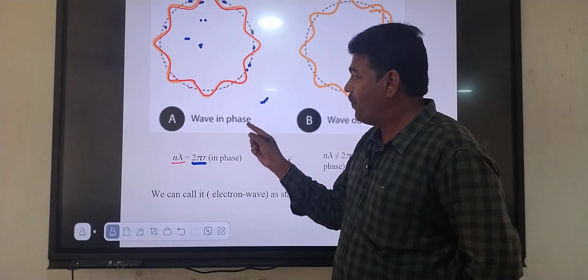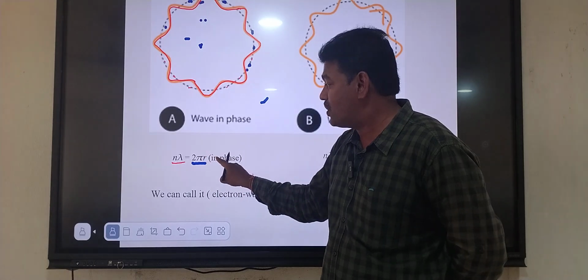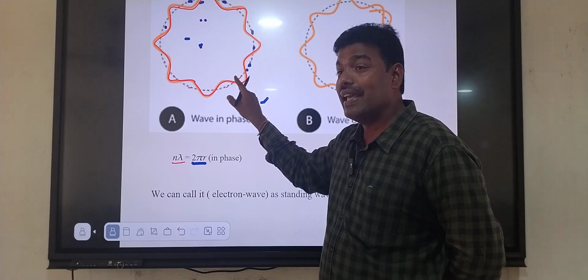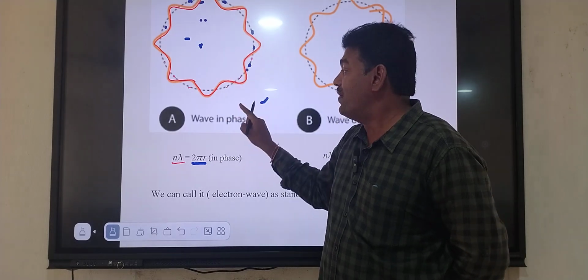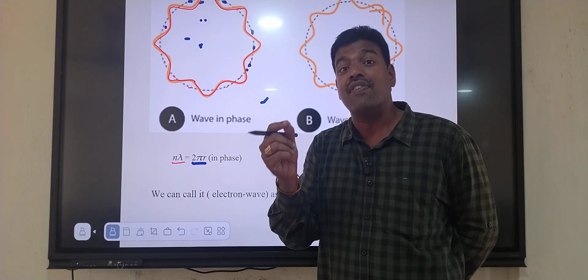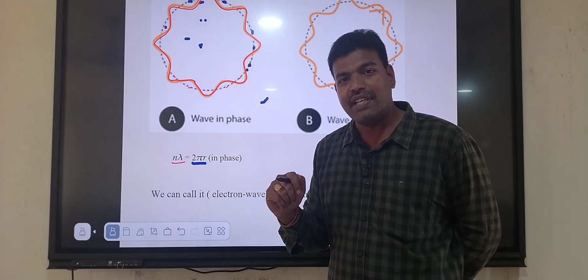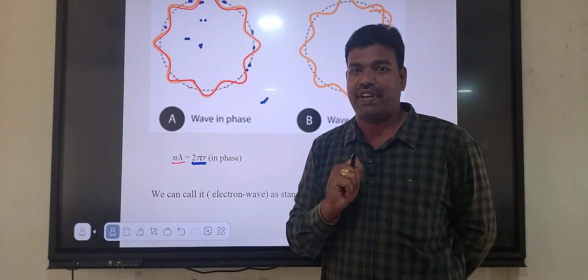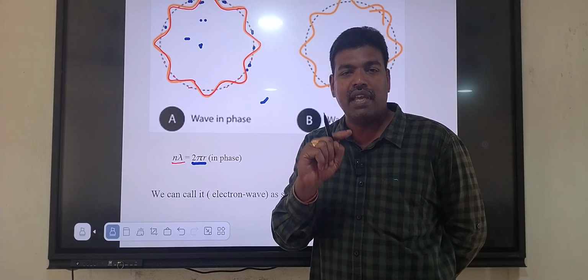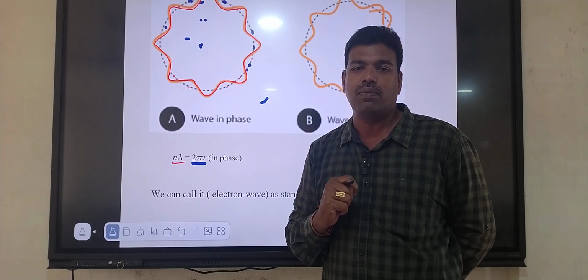If the wavelength of this electron wave is equal to the circumference of the circular orbit, that is n lambda equals 2 pi r, then that wave is called an electron wave in phase, which leads to constructive interference. I shall explain what constructive interference and destructive interference are in another video.